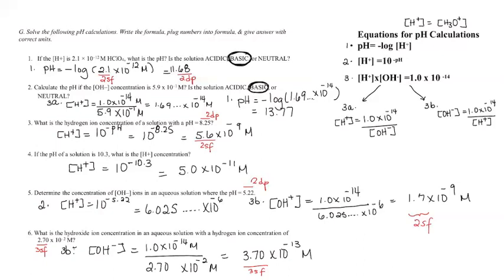Okay, so you guys have to be familiar with the use of equation 1, equation 2, 3A and 3B for pH calculations or concentration of proton or concentration of hydroxide. Any questions?